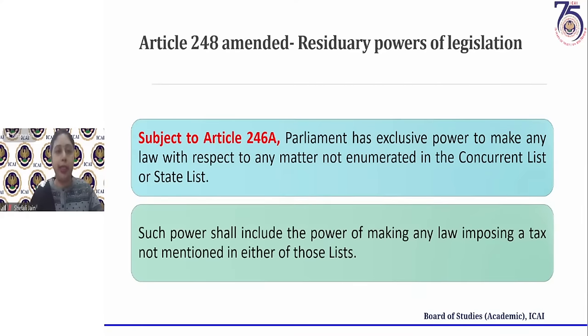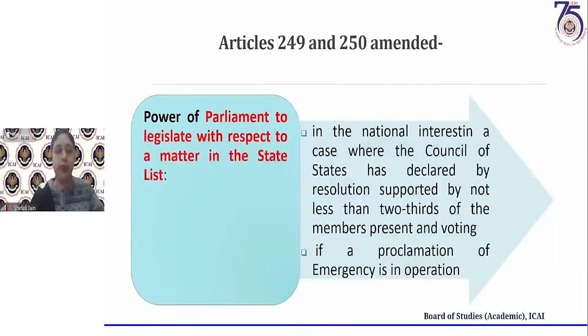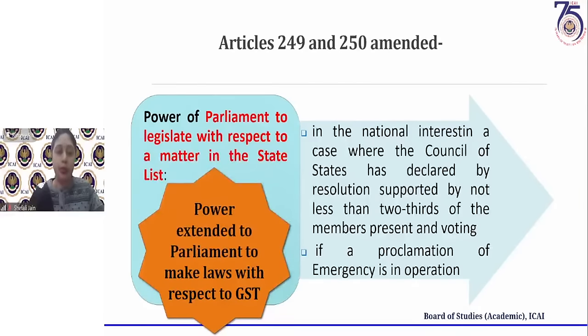Okay, so Article 248, I have explained that residuary powers are subject to Article 246A. I'm once again repeating because now the slide is visible to you and you can correlate what I was actually saying, that regarding residuary powers, Parliament now has the power to make laws with respect to any matter not enumerated in the state list or concurrent list, but still in case of Article 246A, Article 246A is going to prevail. Then Article 249 and 250, I told you that in case of emergency, in case of national interest, Parliament can make laws with respect to matters listed in the state list as well as whatever matter of GST has been covered in Article 246A. Remember, GST is levied under Article 246A. So the power has been extended to Parliament to make laws with respect to GST also.